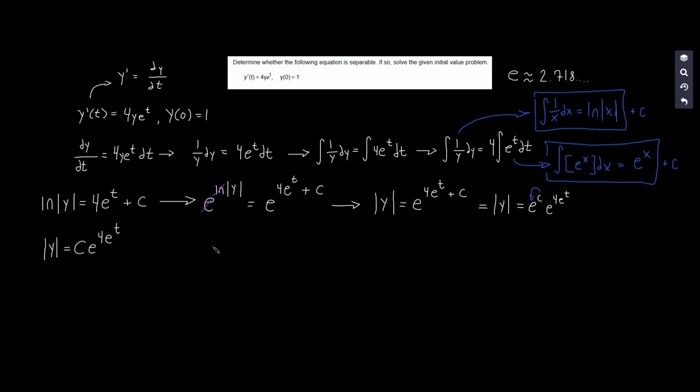What we'll do now is use the initial condition. Now, as we've established before, y of 0 equals 1. At this point, we can drop the absolute value. So here's the solution. Now we can apply the initial condition. Since the initial condition is y of 0 equals 1, we can rewrite the equation as follows.